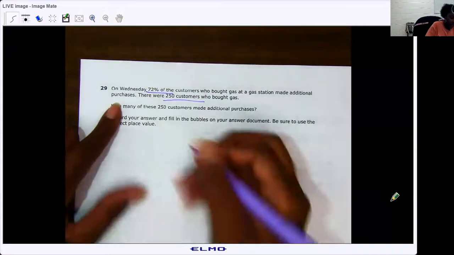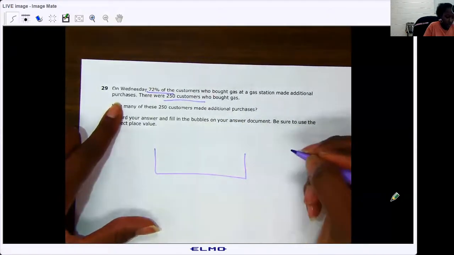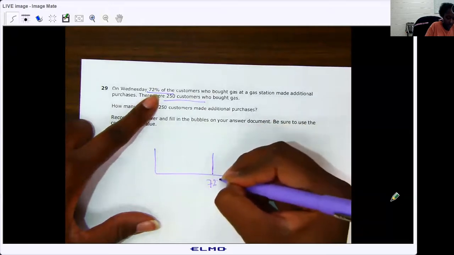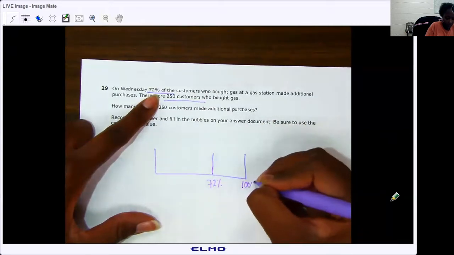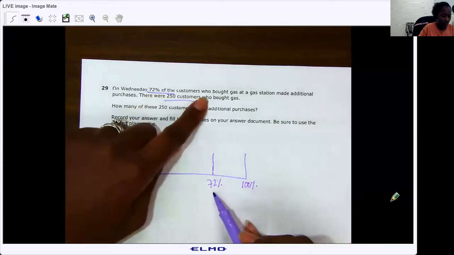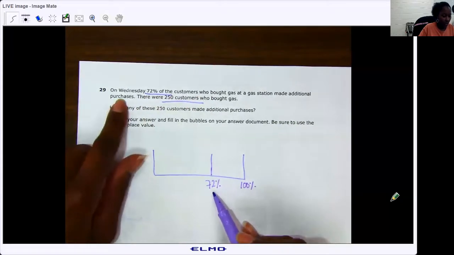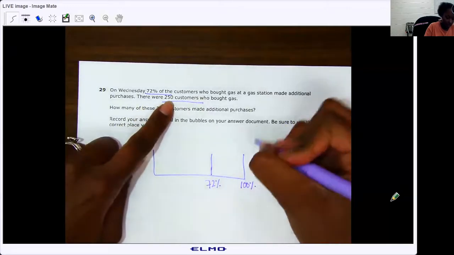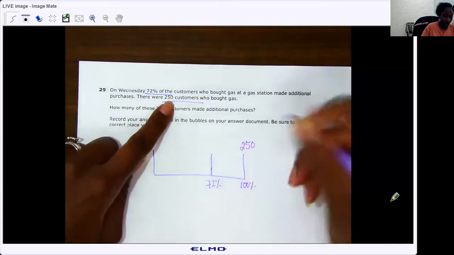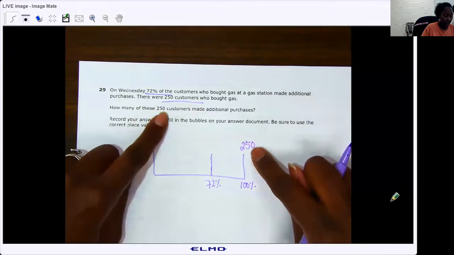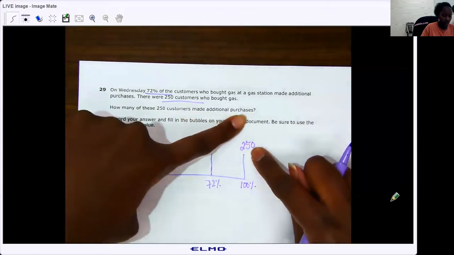All right, so let's set up a bar here. 72%, and let's say it's about right here. And we have 100% right here. On Wednesday, 72% of the customers who bought gas at the gas station made additional purchases. There were 250 customers, here's our total, who bought gas.